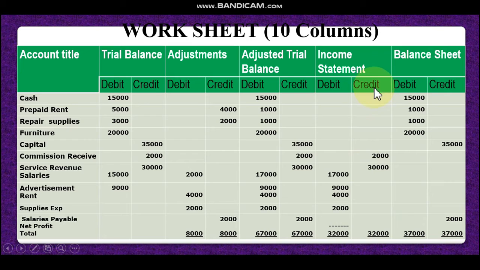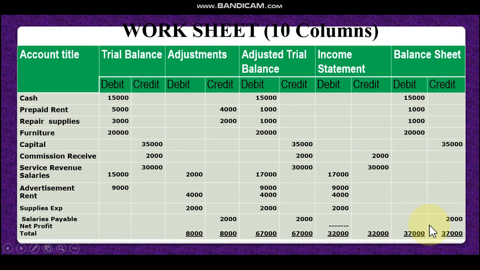Dear student, now addition: the credit side of the income statement is 32,000. Look at the debit side, it is 32,000, that means there is no profit and no loss this year. On the credit side we write income, so total income is 32,000, and total expense is also 32,000. If income and expense are equal, there is no profit, no loss this year. Now in the balance sheet, assets are 37,000, and liabilities plus equity are also 37,000, that means both sides are equal. In the balance sheet, both sides will automatically be equal.